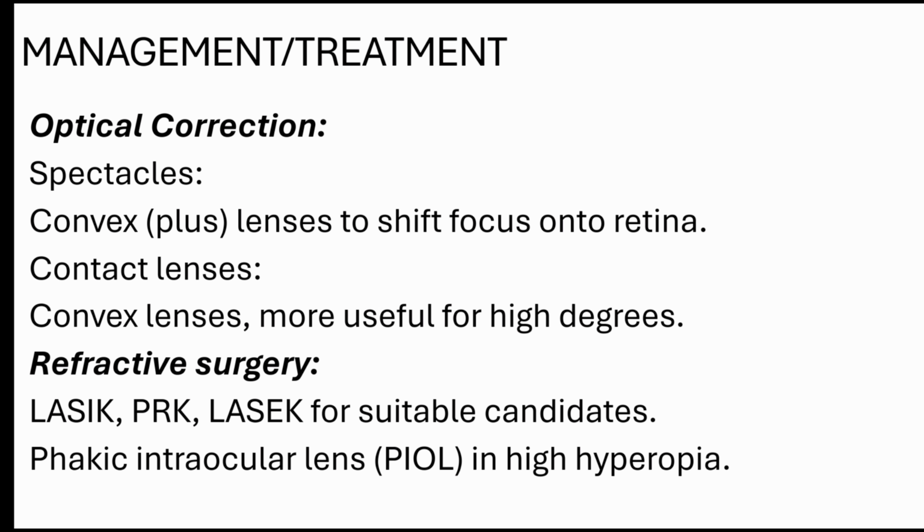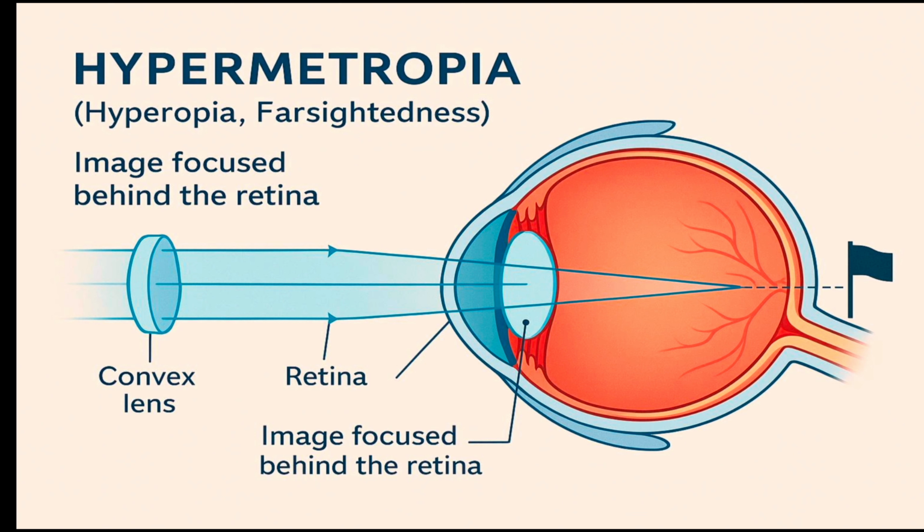And if hypermetropia is left uncorrected in children, it can lead to squint, amblyopia, strabismus and eye fatigue from constant effort to accommodate.